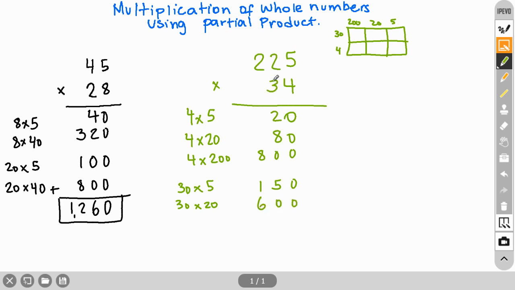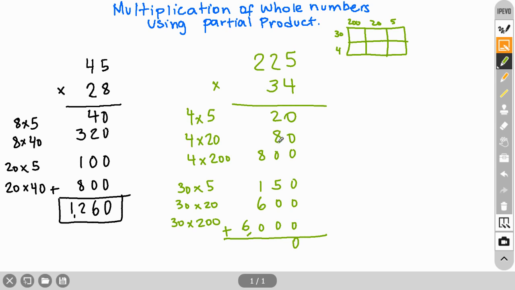And now we have 30 times 200. 3 times 2 is 6. 3 times 2 is 6, but I have 1, 2, 3 zeros now. So it's 1, 2, 3 zeros, and then the 6. So it's 6,000. Make sure it's a comma and not a decimal point. Okay, so it's all zeros.